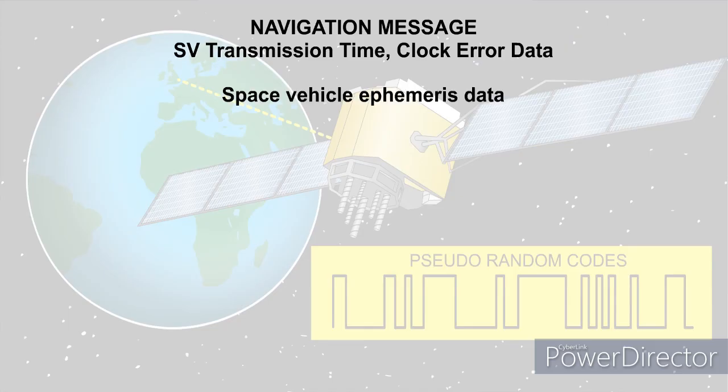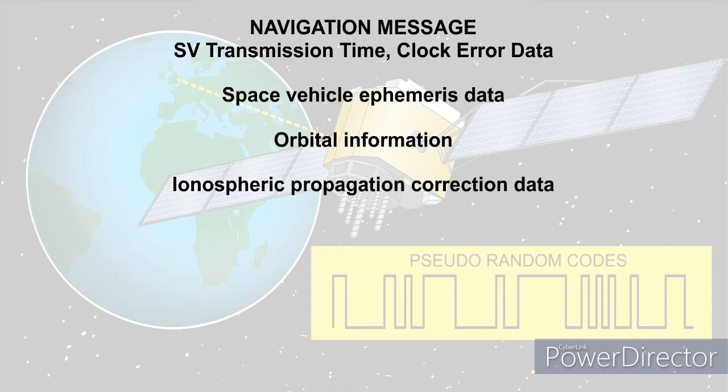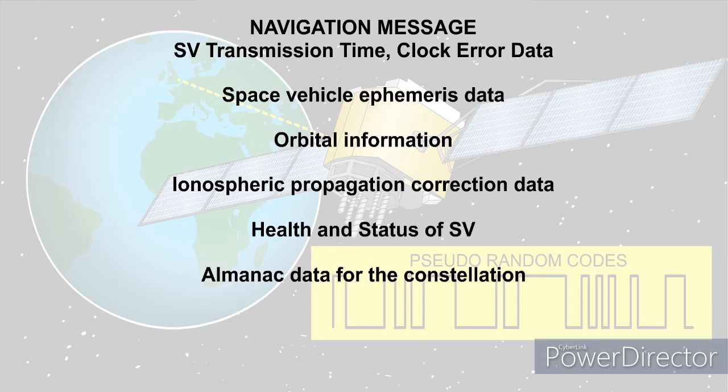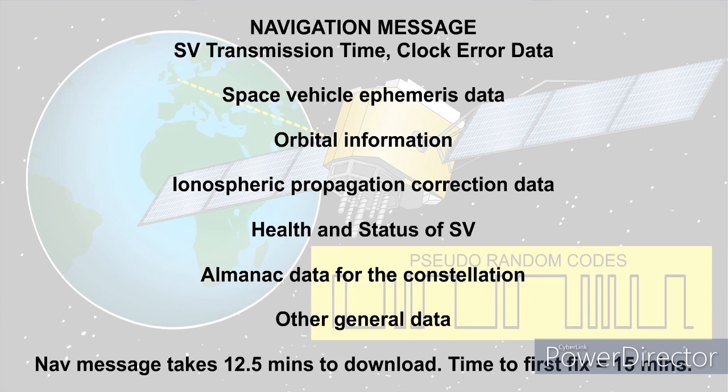space vehicle ephemeris data, orbital information, ionospheric propagation correction data, health and status of SV, almanac data for the constellation, and other general data. If the ephemeris data is wrong or not immediately available, the navigation message takes 12.5 minutes to download. The time to the first fix may be in the order of 15 minutes.